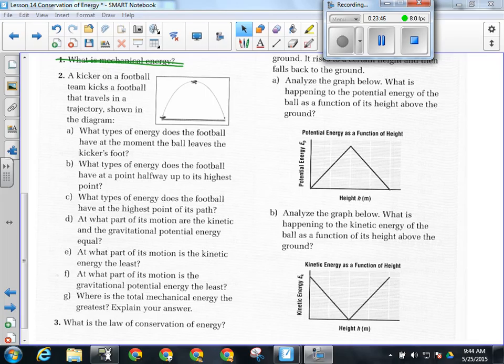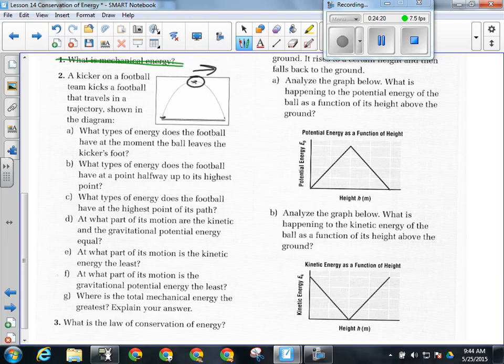What types of energy does the football have at the highest point in its path? It has potential. Does it also have kinetic at that point? It does in this case because it's moving horizontally. He didn't kick it straight up in the air, so it followed an arc, as they show here, which means that at this point it is still moving that way. So it does still have kinetic energy at that point. It stopped moving upwards, but it's still moving from side to side.